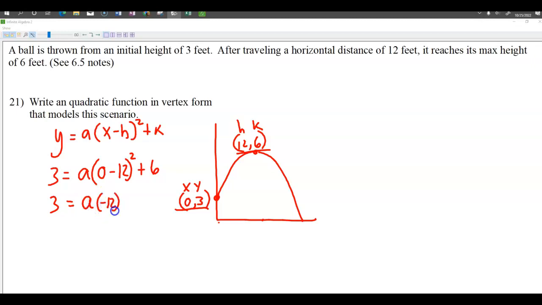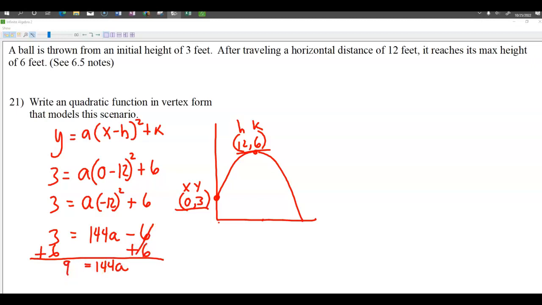Zero take away 12 is negative 12. Negative 12 squared is 144. Then we just solve for a. So we have a is equal to 9 over 144. And I think I made a little boo-boo. Let me back up a little bit. I made a mistake. Sorry about that.